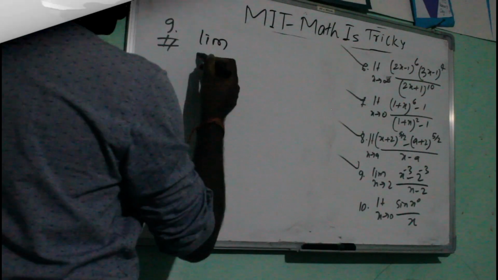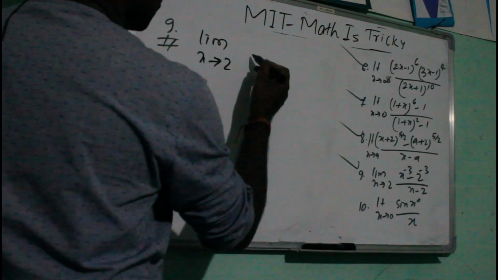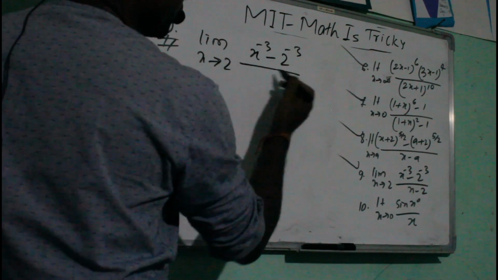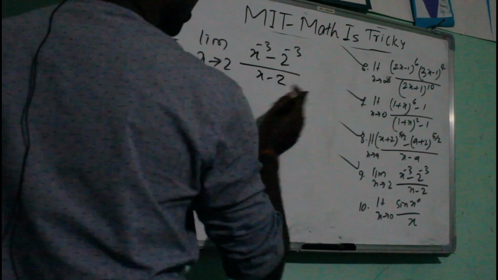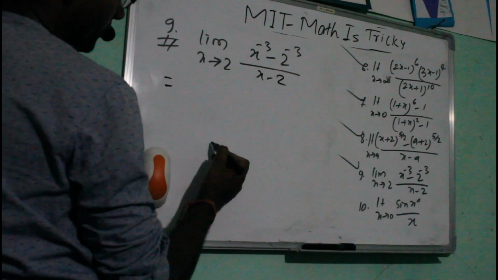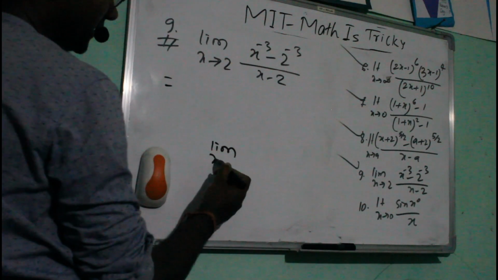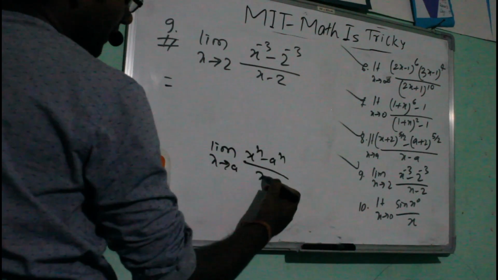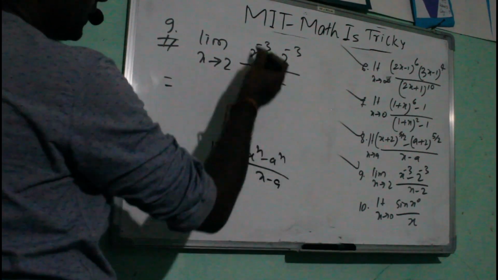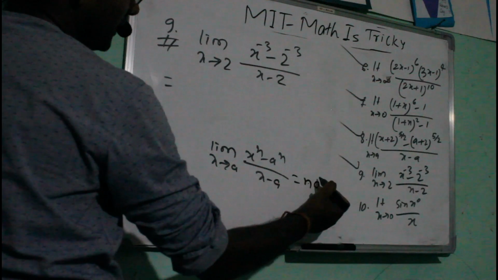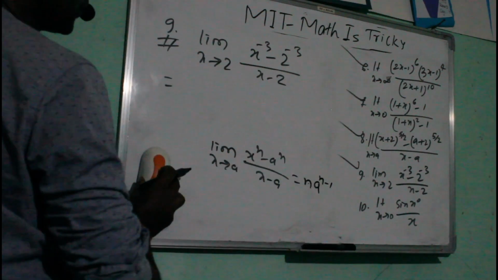That's your answer. Next: limit x tends to 2, (x power minus 3 minus 2 power minus 3) whole divided by x minus 2. How to solve this? I think we can use the direct formula. Remember this formula: limit x tends to a, (x power n minus a power n) by (x minus a). Our question is in this form, so we can use the formula. The formula is n a power n minus 1.